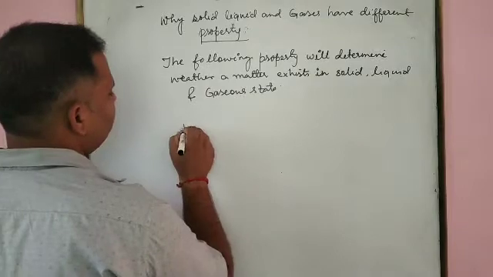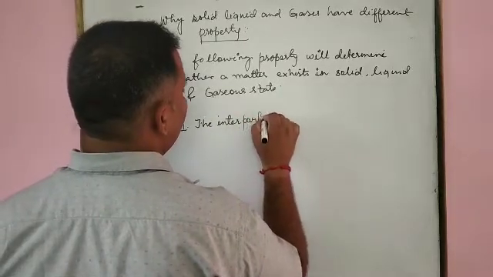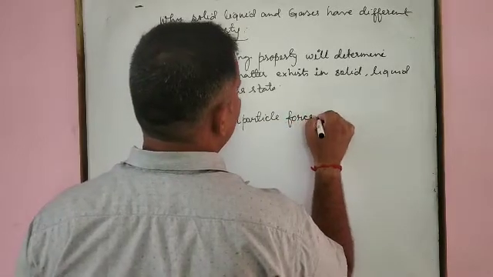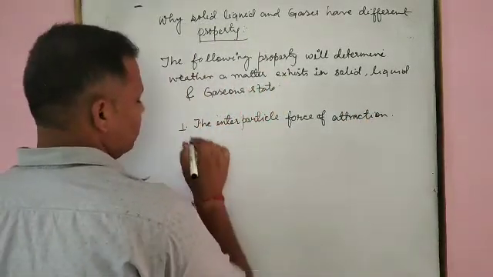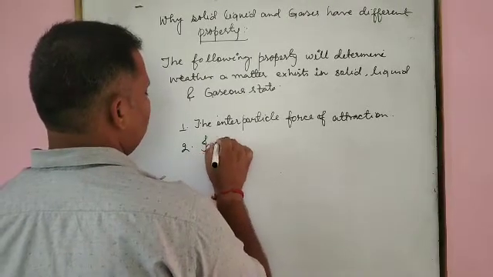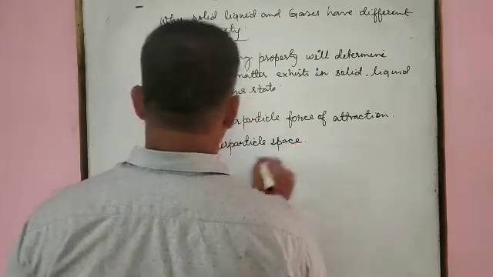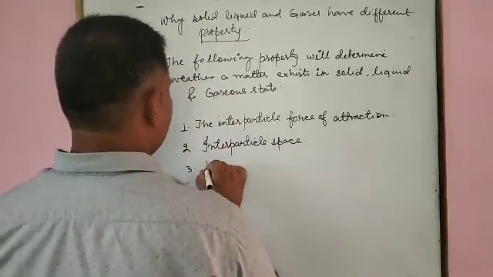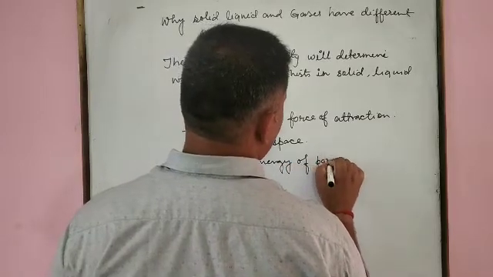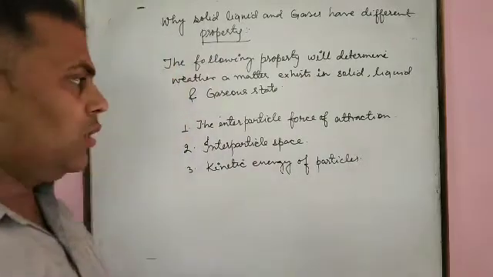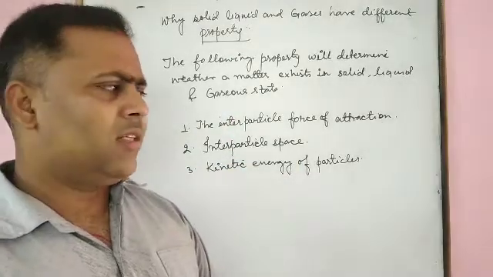The first one is the interparticle force of attraction. The next one is the interparticle space, and the next one is the kinetic energy of particles. It means these three properties will determine whether a matter exists in solid, liquid or in gaseous state.